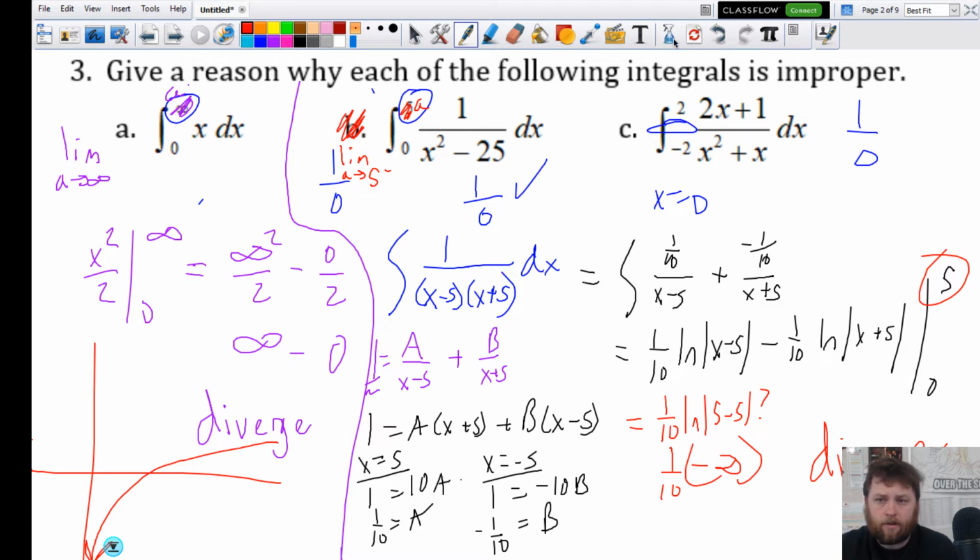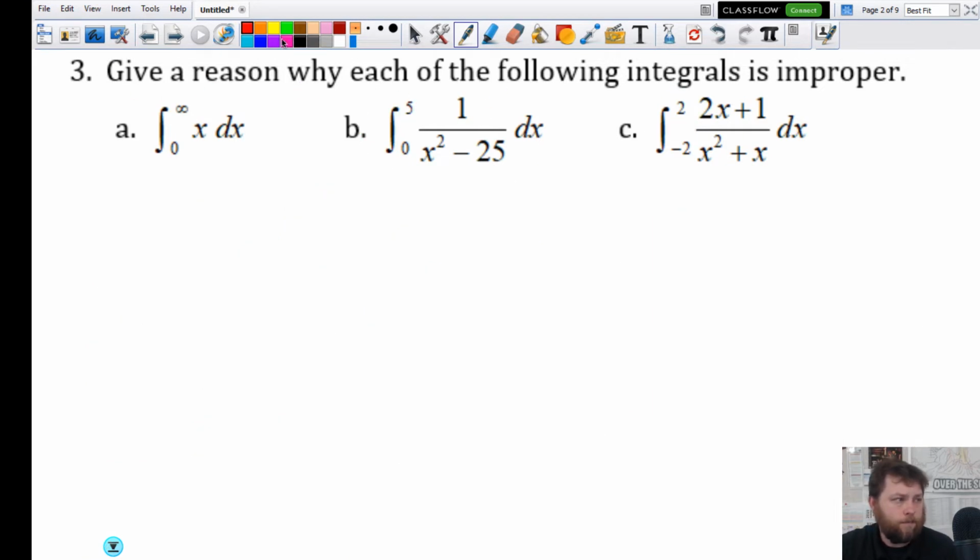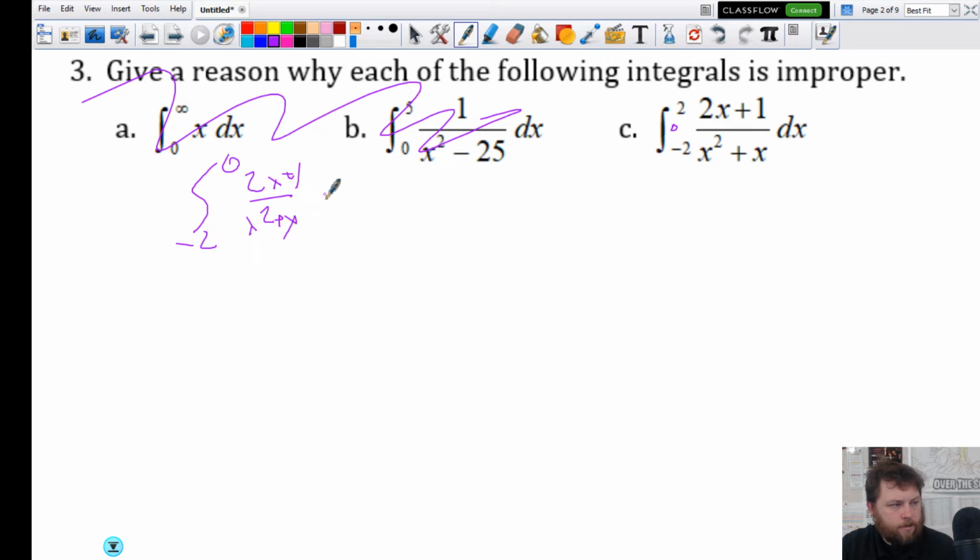Okay. I'm erasing. We're going to do C. Awesome. So this one, you have to split it at 0. So ignore these guys. Rewriting C: the integral from negative 2 to 0 of 2x plus 1 over x squared plus x, and then plus the integral from 0 to 2 of 2x plus 1 over x squared plus x dx. You have to rewrite it this way.